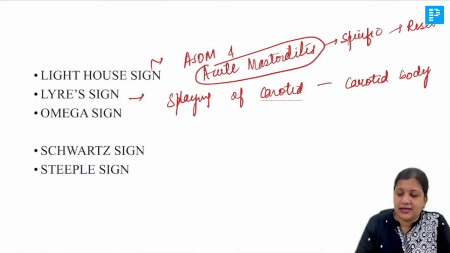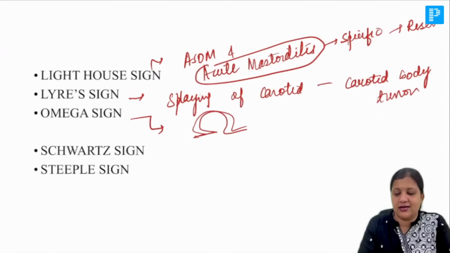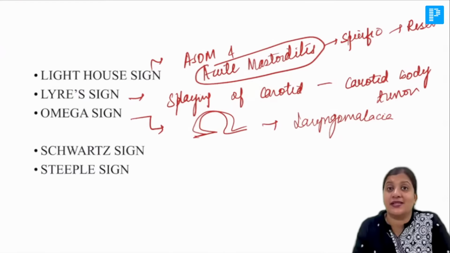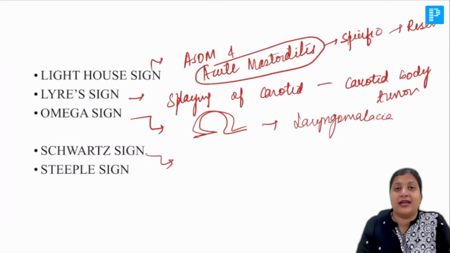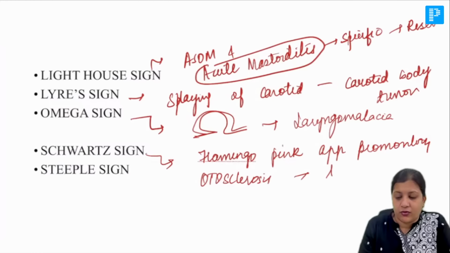Okay, omega sign: omega shaped epiglottis is seen in laryngomalacia, which is the most common congenital anomaly of the larynx presenting to you at birth with inspiratory stridor that worsens on crying. Yes. Schwartz sign is flamingo pink appearance of the promontory, which is seen through the intact tympanic membrane. And what does that indicate? It indicates to you otosclerosis. Which type of otosclerosis? Active otosclerosis.